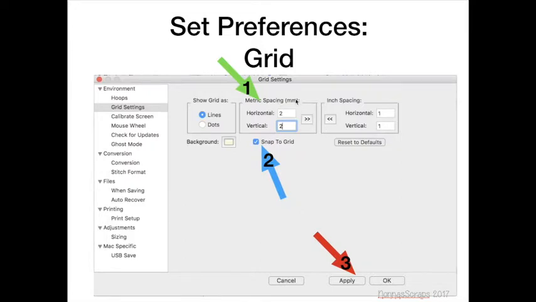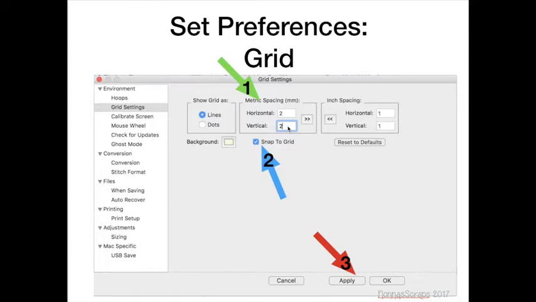I'm going to select metric spacing, and I'm going to set the horizontal and vertical spacing at 2. Normally, stitches will be at 2.5. That's somewhere between 2 and 2.5 for a running stitch. That means that you're not going to be stitching on yourself over and over.